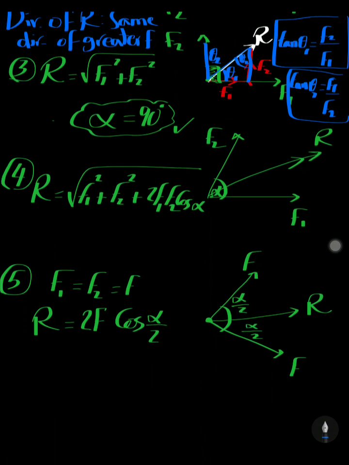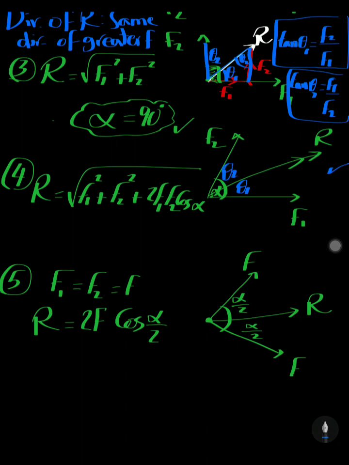If the two forces are perpendicular, don't forget, then tan theta 1 equals F2 over F1, and tan theta 2 equals F1 over F2. If the two forces are not perpendicular, how can we find the direction of the resultant with the first force, theta 1, or the direction of the resultant with the second force, F2?